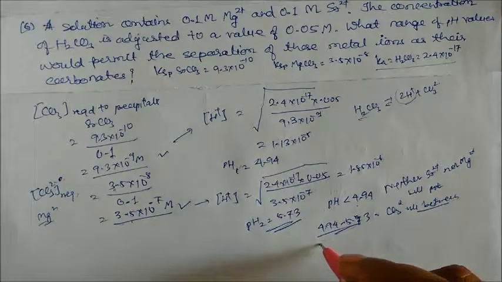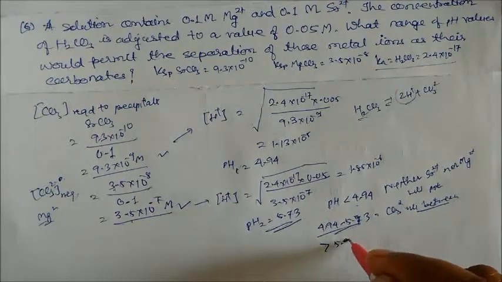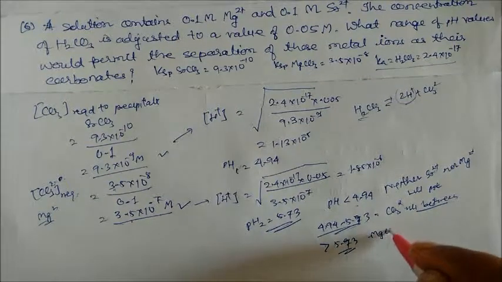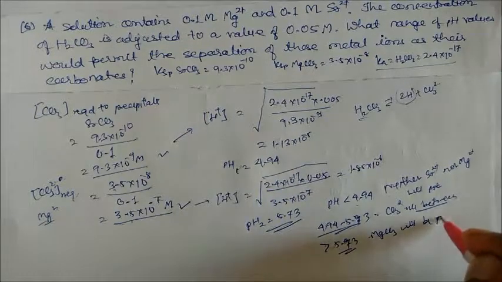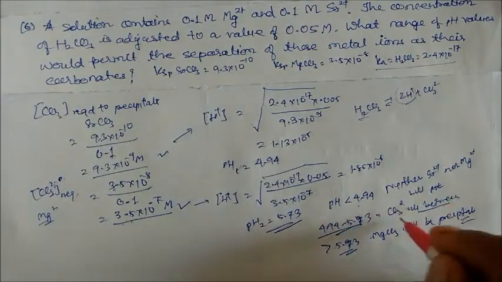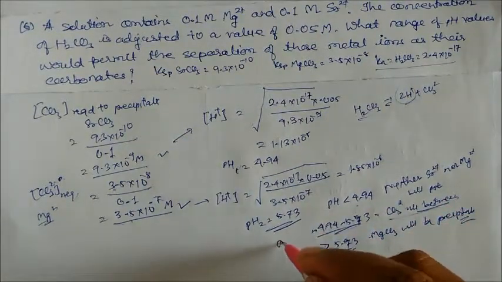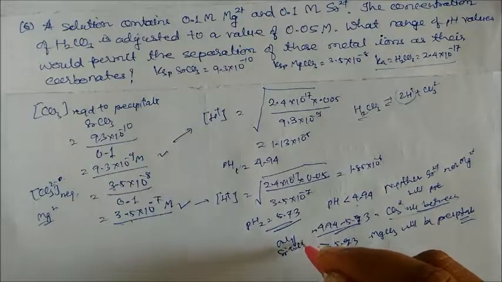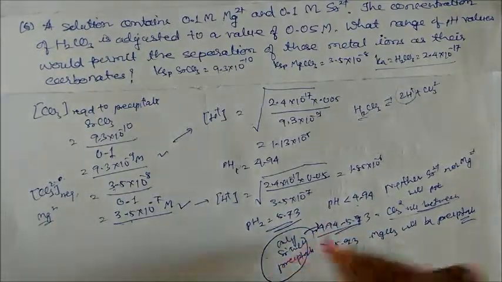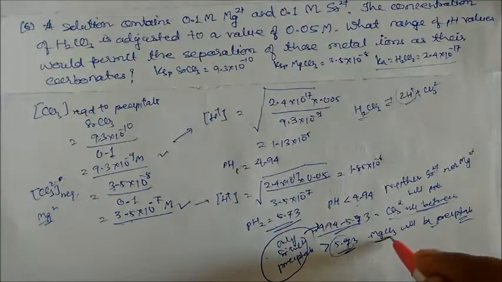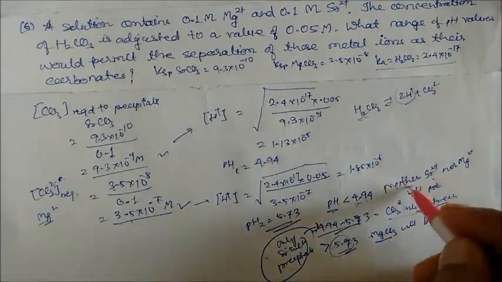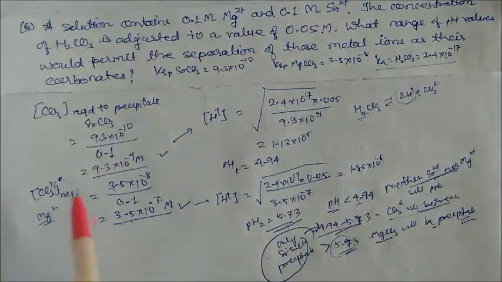And if you take a pH more than 5.73, what will happen? Magnesium carbonate will be precipitated. In the range where carbonate is in between, only strontium carbonate will precipitate. In this case only magnesium carbonate precipitates, and if the pH is less than 4.94, neither strontium nor magnesium will precipitate. So just see this equation carefully.